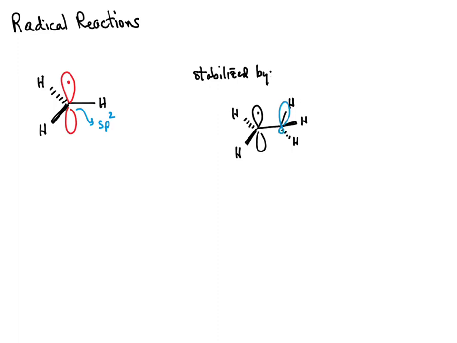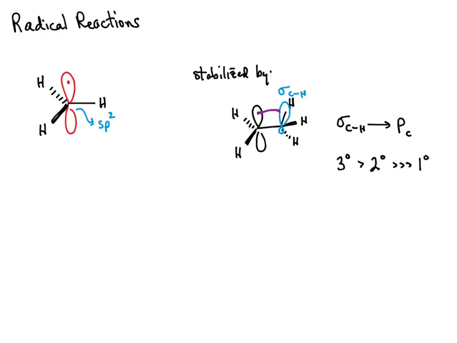And so we can take this sigma CH orbital and overlap it with the singly occupied atomic p orbital bearing that radical. And so we see that there's a sigma CH overlapping with an atomic p orbital on carbon, and this is going to stabilize the overall radical more than having an unsubstituted one. And so what we can say is then that tertiary radicals are more stable than secondary radicals, which are much more stable than primary radicals.